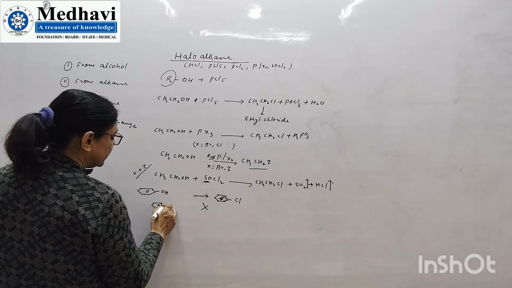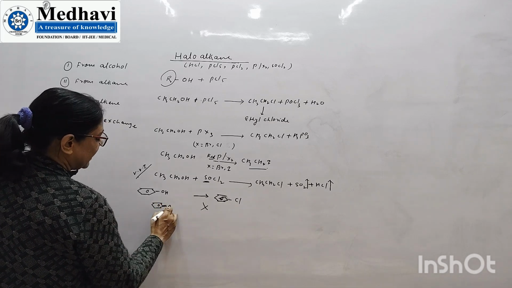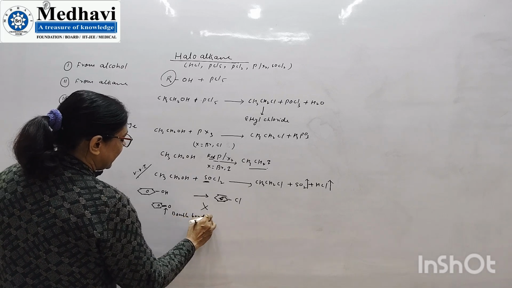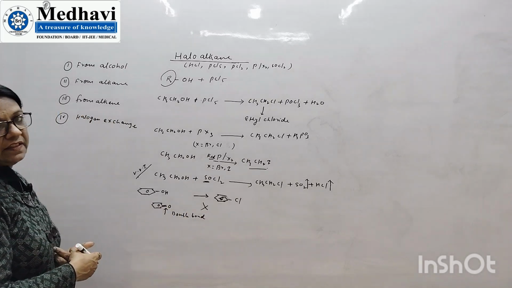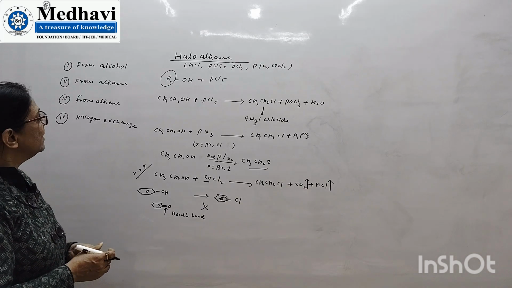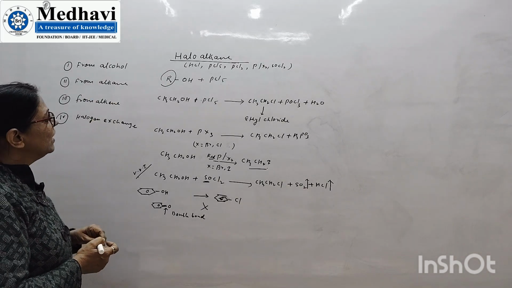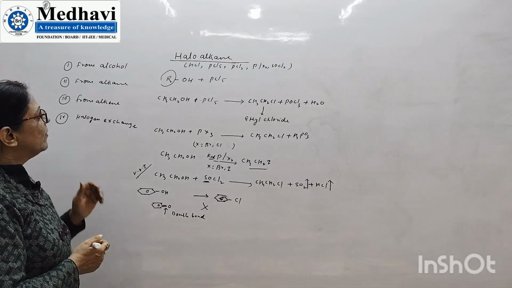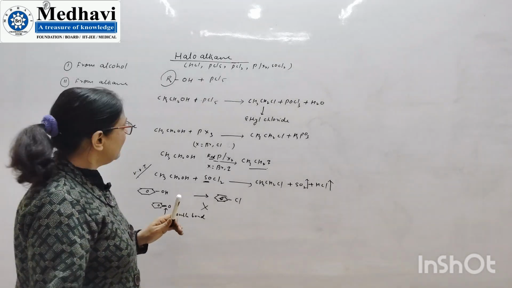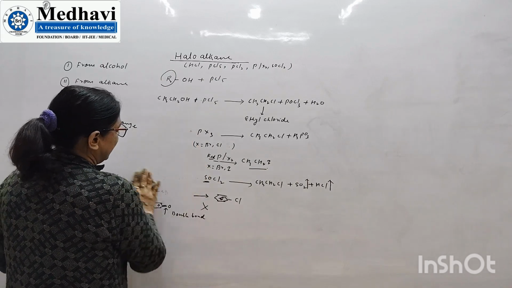Why? Because between carbon and oxygen there is a double bond character, and due to this double bond character, this reaction is not possible. So using this method, only aliphatic alcohols can be used to prepare haloalkane; aromatic alcohols are not used. The second method is from alkane.